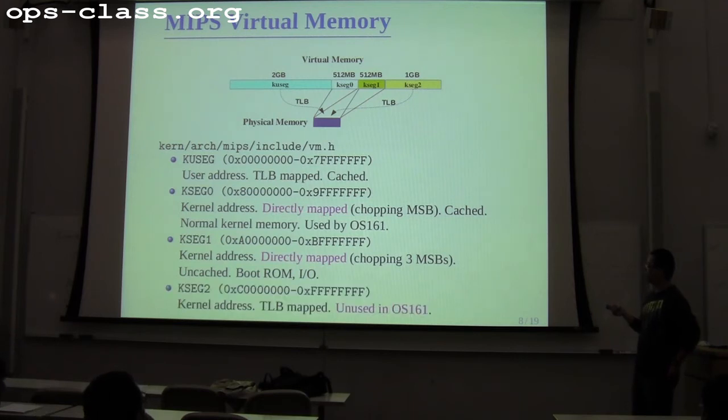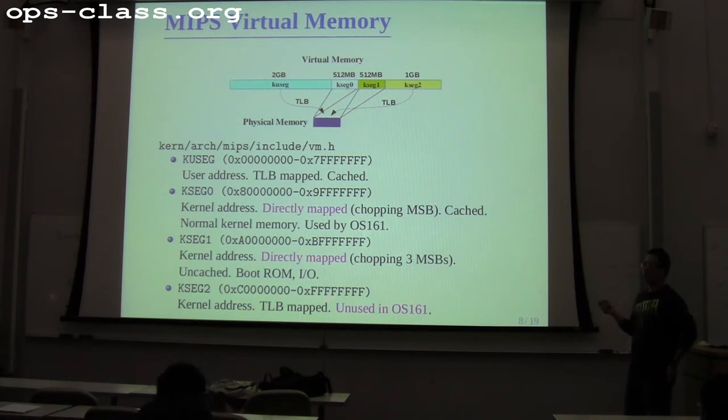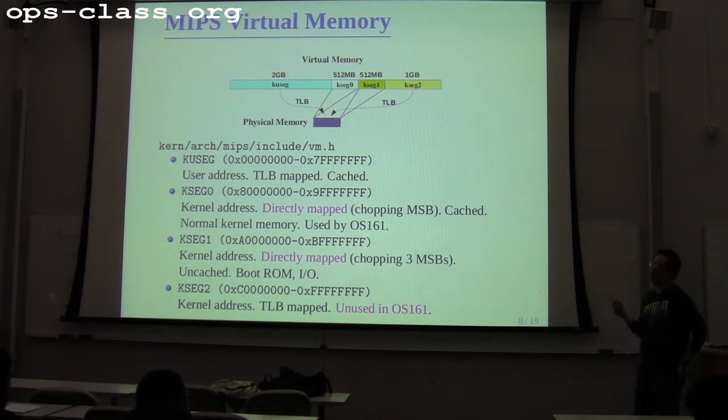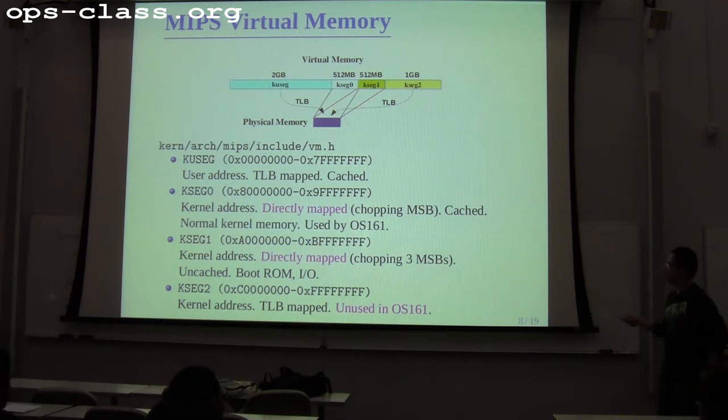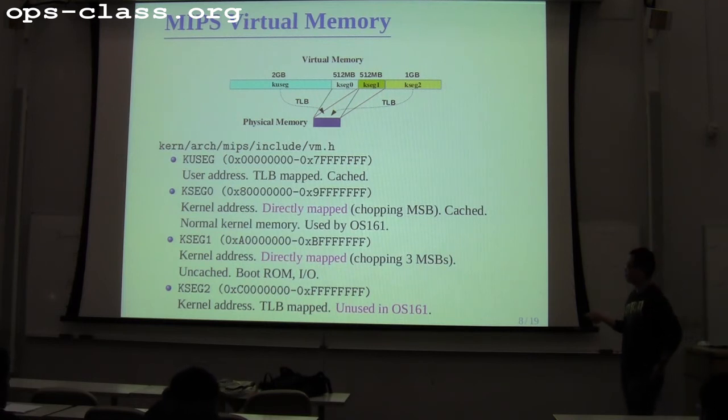And finally, we have kernel segment 2, which is TLB mapped. It's still a kernel address, but it's mapped by the TLB. It's not used in this OS because once your kernel is also using the TLB, something tricky may happen, right? When you handle a TLB fault, you may trigger another TLB fault. When you handle that, you may trigger another TLB fault. So it's very complicated. So it's not used in this operating system.